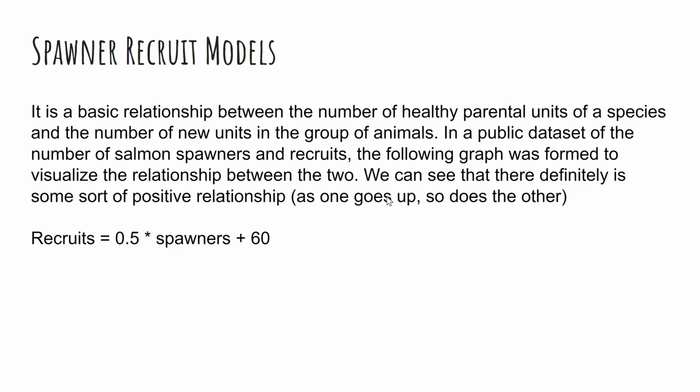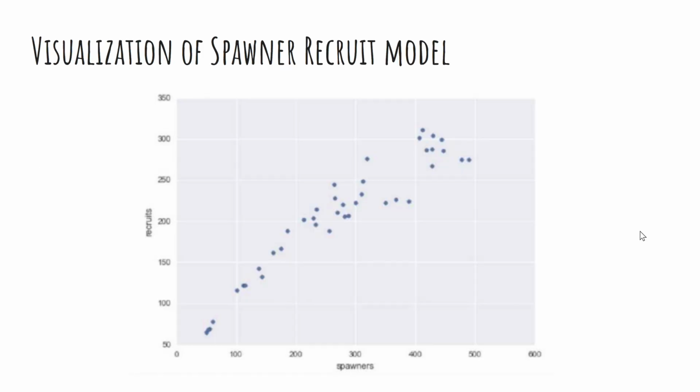We can see that there is definitely some sort of positive relationship. As one goes up, so does the other. Recruits equals 0.5 times the spawners plus 60. This is the visualization of the spawner recruits.